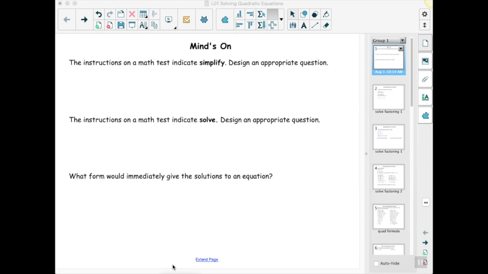Okay, we're back at it to finish off lesson 1. The second part of this is going to deal with solving quadratic equations. The first part was properties of numbers and types of numbers. So there's a little Minds On here. I would like you to think about what the answers to these 3 questions might be.